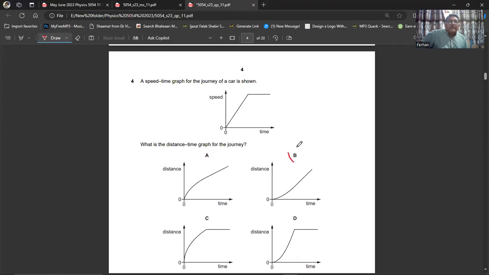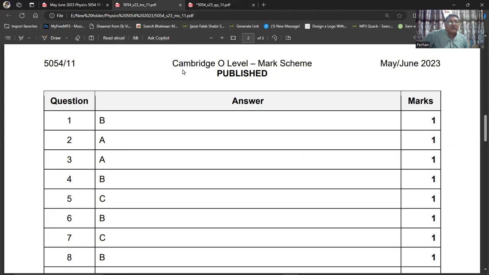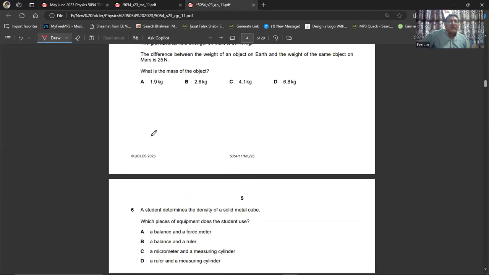So I think B is the answer, because this is the curve whose gradient is increasing, which means speed is increasing. The gradient of the distance time graph represents the speed, and then the gradient becomes constant. Here the gradient is constant, which means that the speed is constant. So we think question number 4, B is the right option. Question number 4, B is the right option.